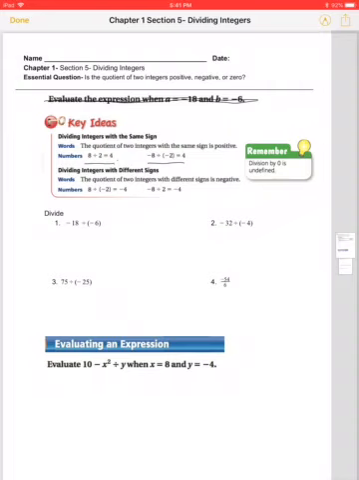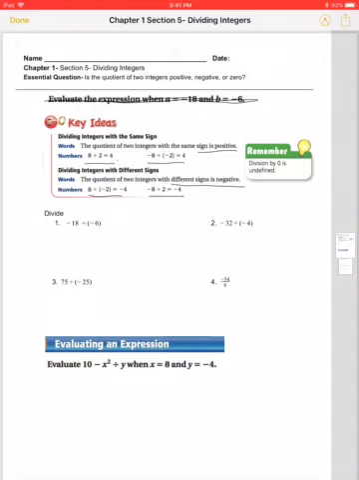So still the same rules apply as multiplying. Whenever we multiply two integers with the same sign, the answer is positive. If we multiply two numbers with different signs, our answer is negative. Okay, so it's very similar to what we were doing in 1.4.